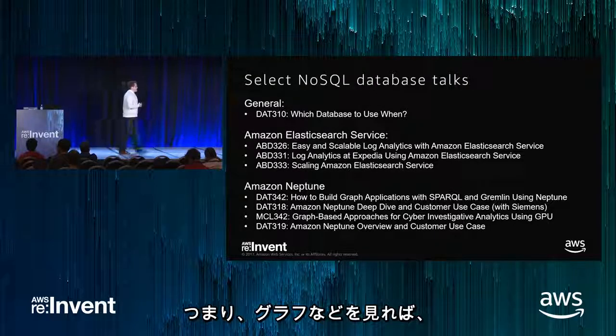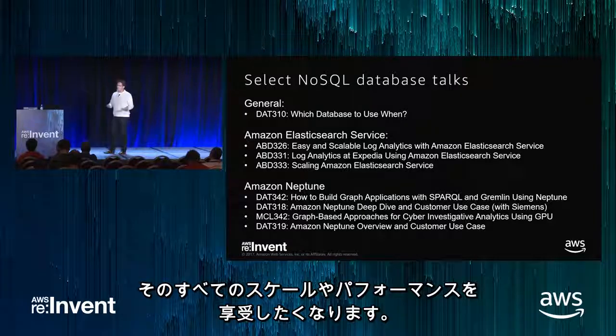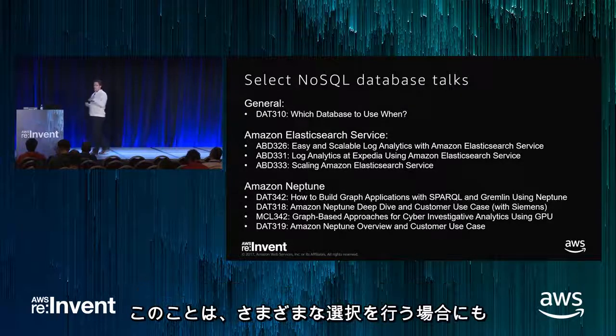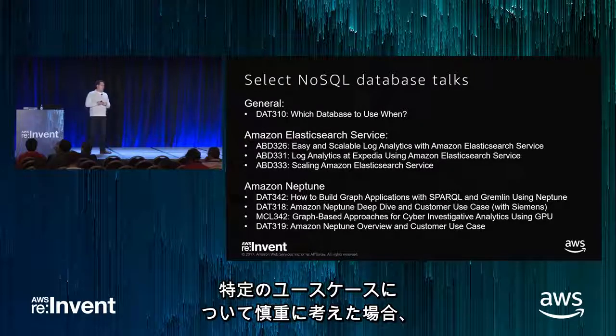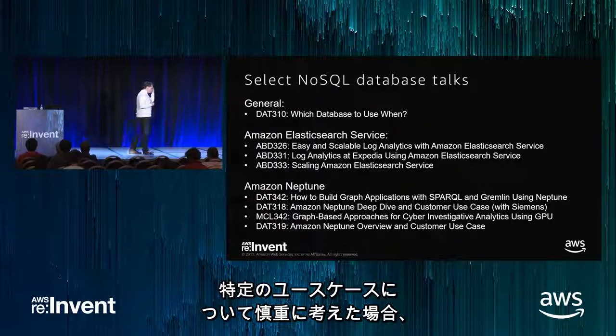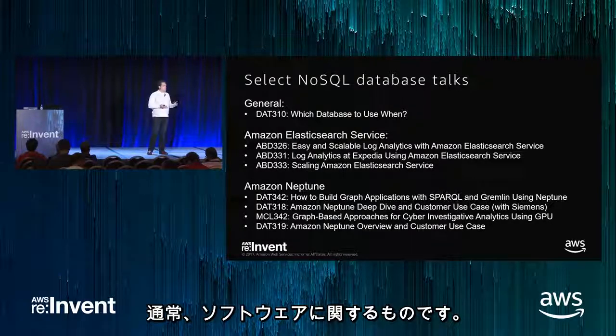And what that really means is when you see something like graph, you're probably going to want to take the full benefit of that programming surface and then enjoy all the scale and performance that comes with it. And I think that's going to hold true for a number of choices that you might make. Sometimes when you take a step back and think of a certain use case, you might have 2 or 3 choices between a variety of building blocks. I think that's software in general.